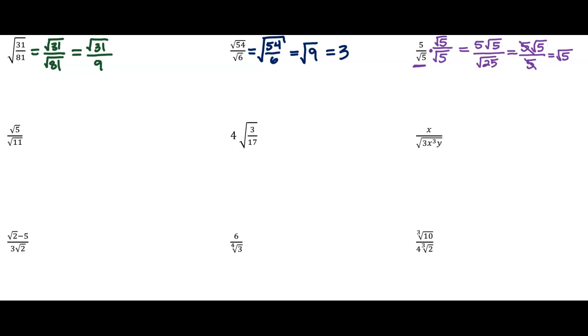Okay, root 5 over root 11. This one has a square root top and bottom, but that doesn't really change our process much.